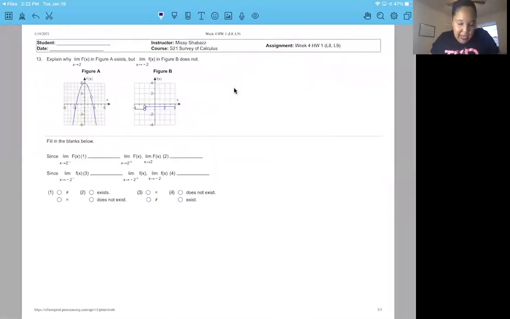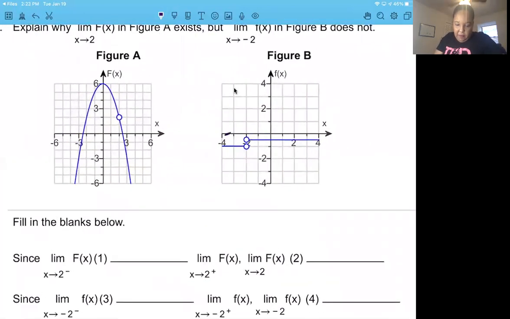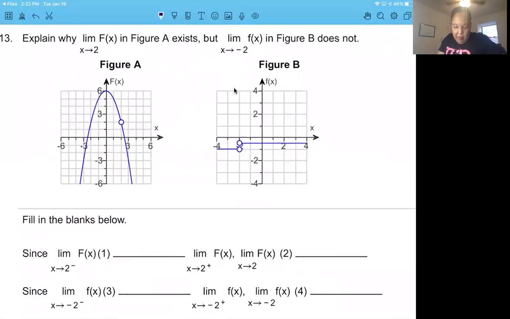All right, and then the last one, explain why the limit of f of x in figure A exists and the limit as x goes to -2 of f of x in figure B does not. Okay, so let's take a look here. In figure A, if I'm taking the limit as x goes to 2 from the left, it is going to 2. As I'm coming from the right, it is also going to 2.